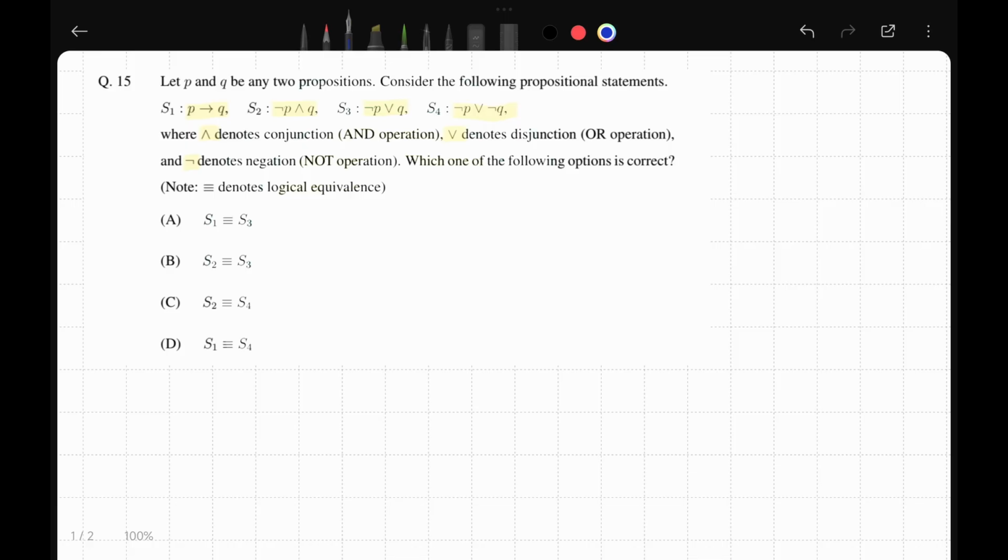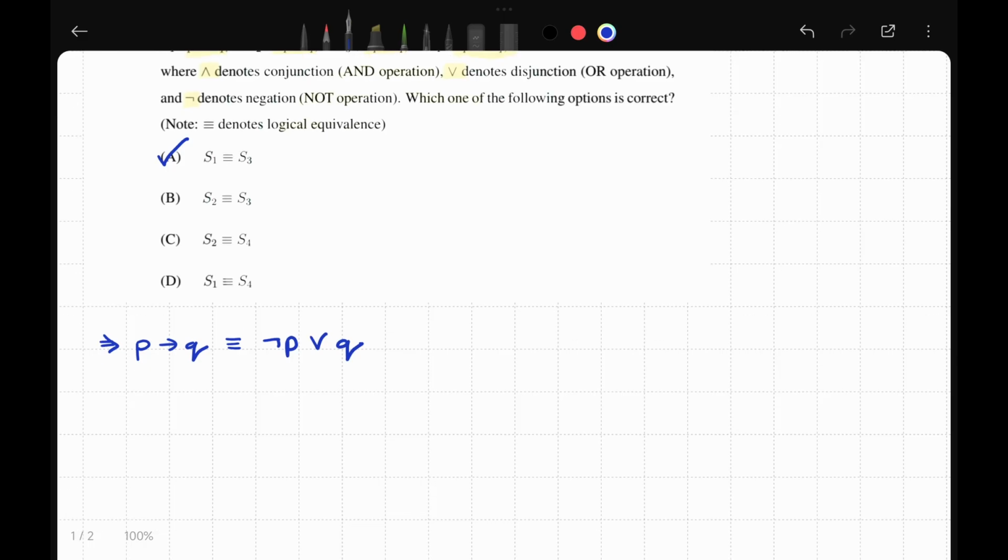This is common knowledge. If you have studied propositional logic, you know that it's a standard rule that if P then Q, or P implies Q, is equivalent to not P or Q, right? So this is taught directly in propositional logic, which is why this is a very straightforward easy question, and the answer to this question is A.